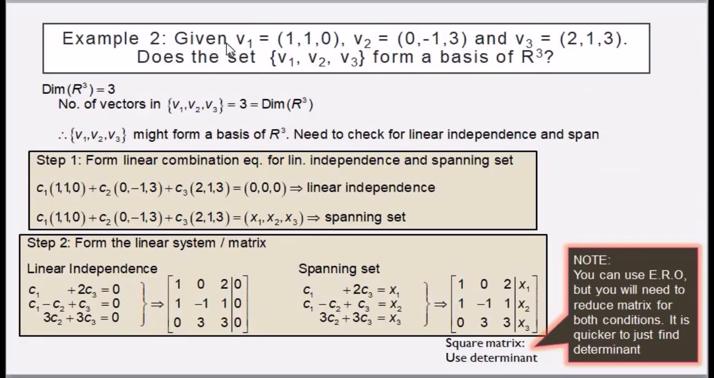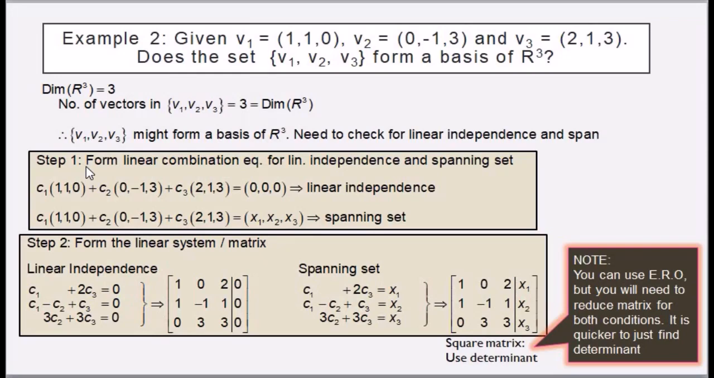Example 2, given V1, V2, and V3, does the set form a basis of R3? First, find the dimension of R3. n equals 3, so dimension equals 3. The number of vectors in the set is also equal to 3. Therefore, the set might form a basis of R3. So, to really conclude, we need to check for linear independence and span.